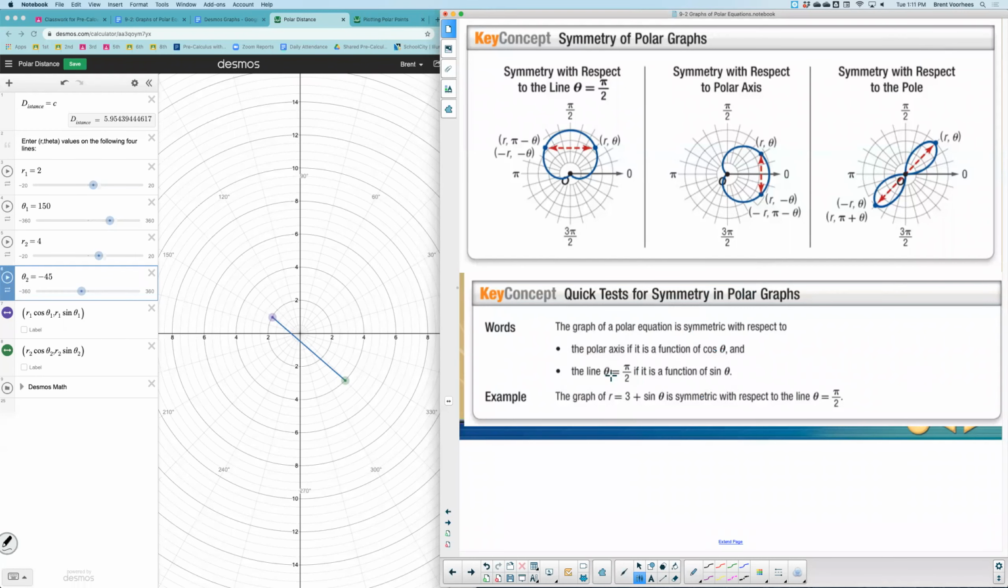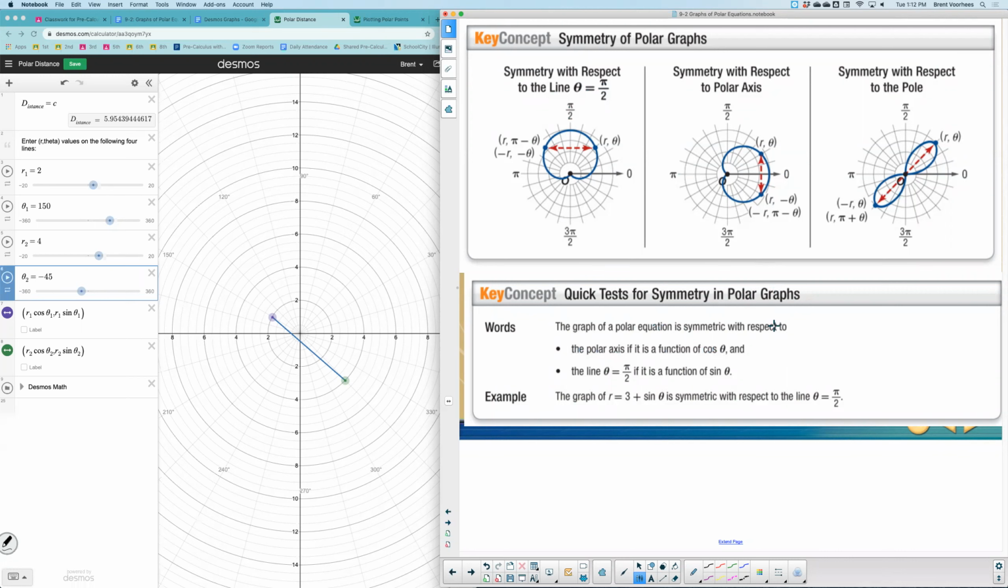Quickly, before I move on, some of the rules here. If you have a function of cosine, then it'll be symmetric with the polar axis, meaning the x-axis will cut it in half. If you just think about sine is y, cosine's x. So the polar axis would cut it in half. If you have a function of sine, the y-axis will cut this in half, or the pole pi over 2.